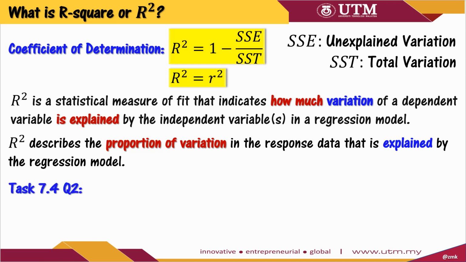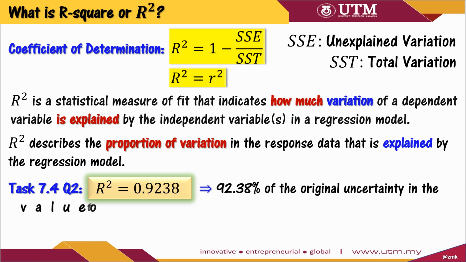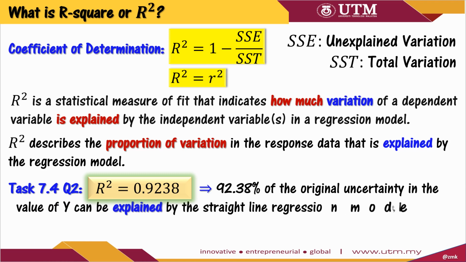Now let's look at the Excel output based on the sample data from task 7.4 question 2 again. You can see that the R square value is about 0.9238, which indicates that about 92.38% of the original uncertainty in the value of y can be explained by the straight line model. Therefore, in this example, you may say that the simple linear regression model in this task question is adequate to explain the relationship between the number of defective components produced by a machine and the machine's speed.